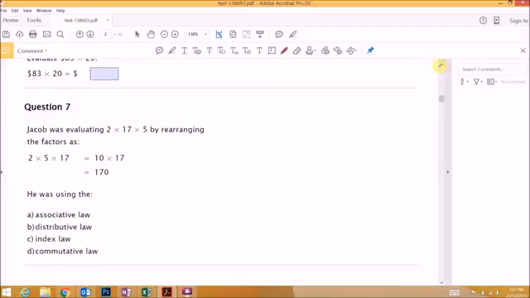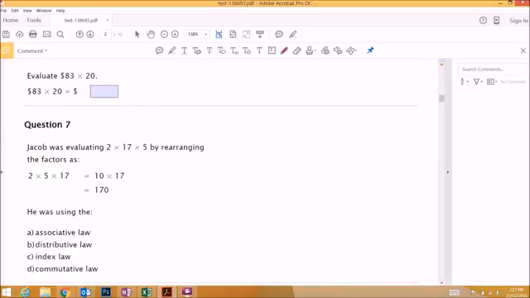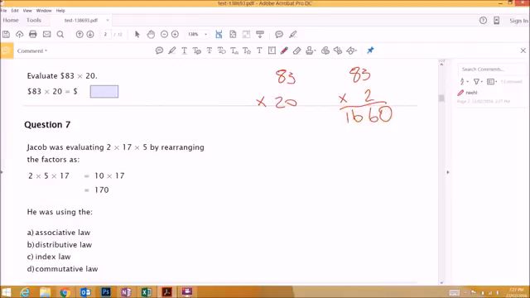83 times 20. So let's set it out. You can do this a couple of ways. Personally, what I would do is I'd go 83 times 2. 2 times 3 is 6. 2 times 8 is 16. Then I would add back in my 0 that I took away.